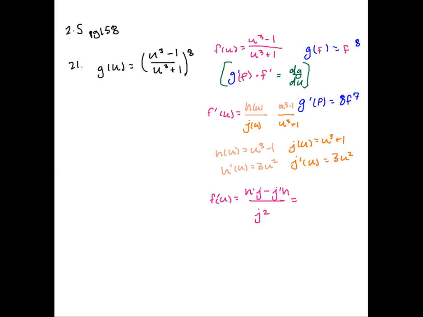So this is going to be 3u squared times u cubed plus 1 minus 3u squared times u cubed minus 1. So this top can be simplified. This will be 3u to the 5th plus 3u squared minus quantity 3u to the 5th minus 3u squared.